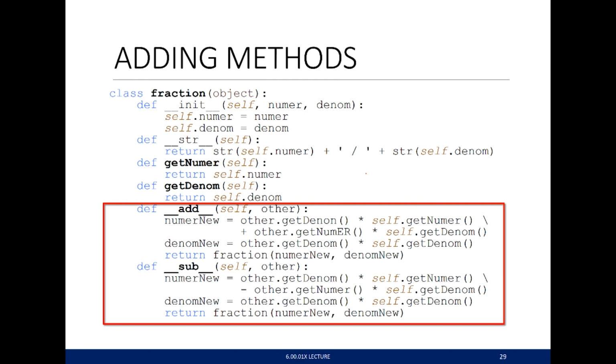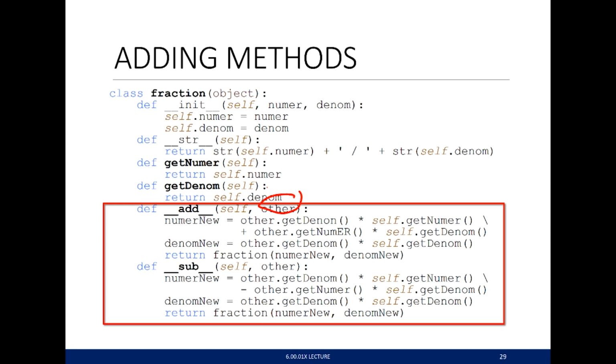So here's a definition of add. It takes two arguments, the instance itself and some other fraction. And inside of there, I'm just going to do the work to actually define what it means to add together two fractions. I take the numerator of one, the denominator of the other, multiply them together. I take the denominator of one, the numerator of the other, multiply them together. Add those up. That's the new numerator. The denominator is just the product of those two products.